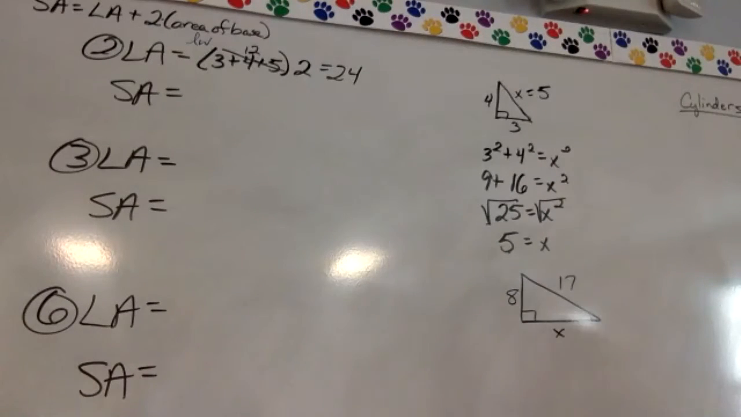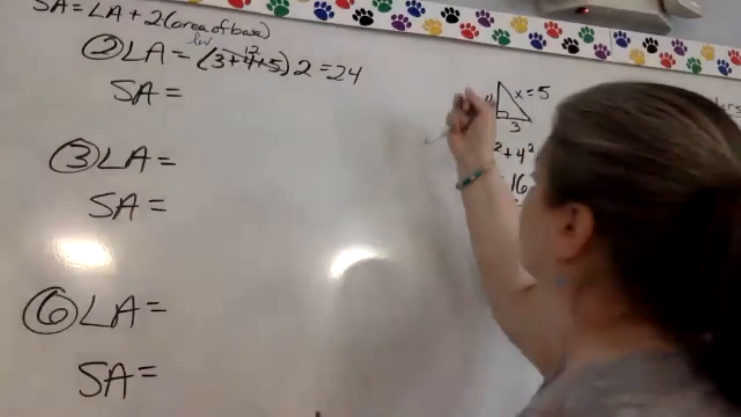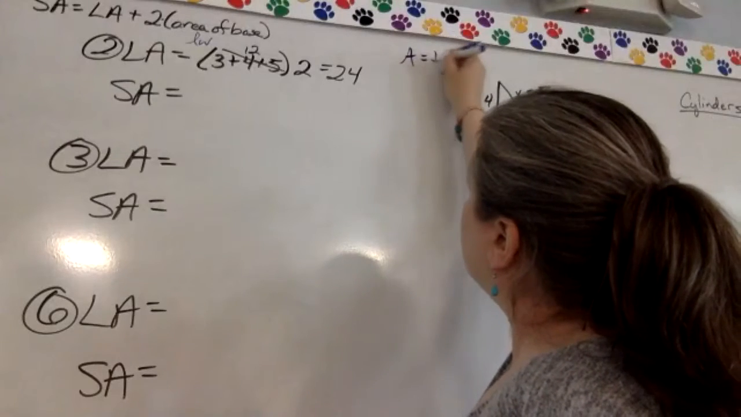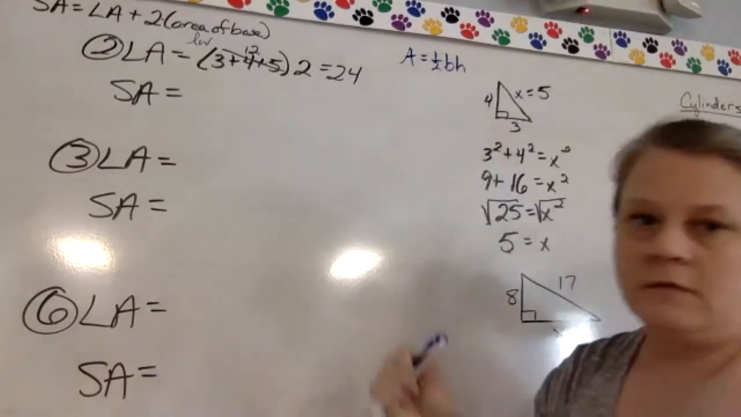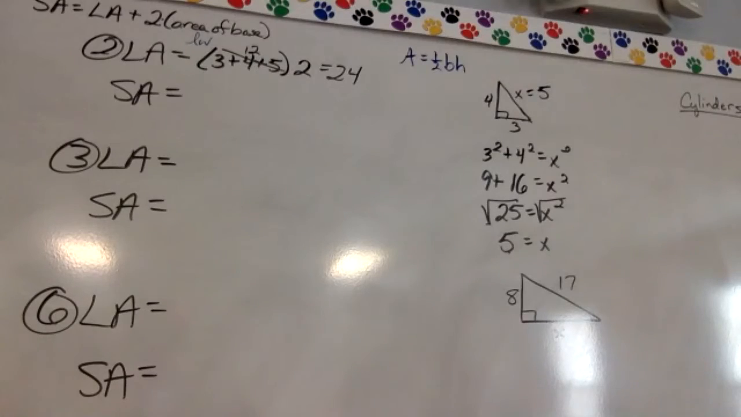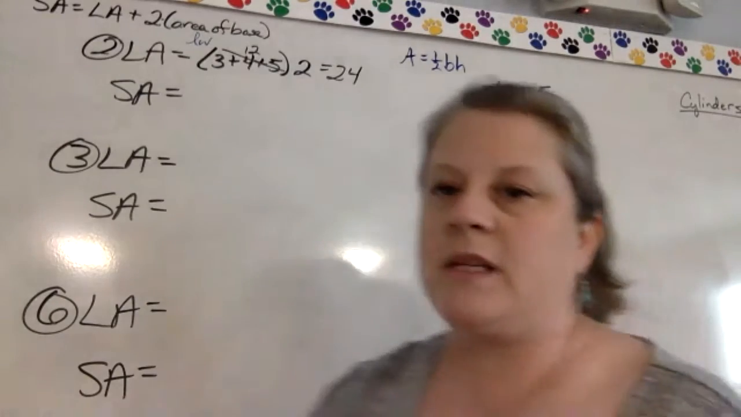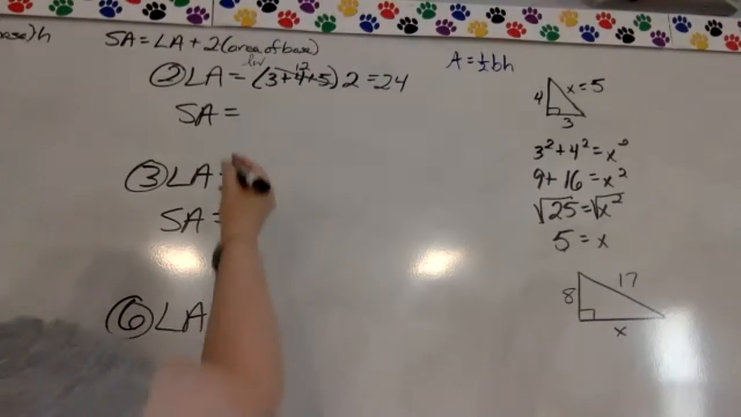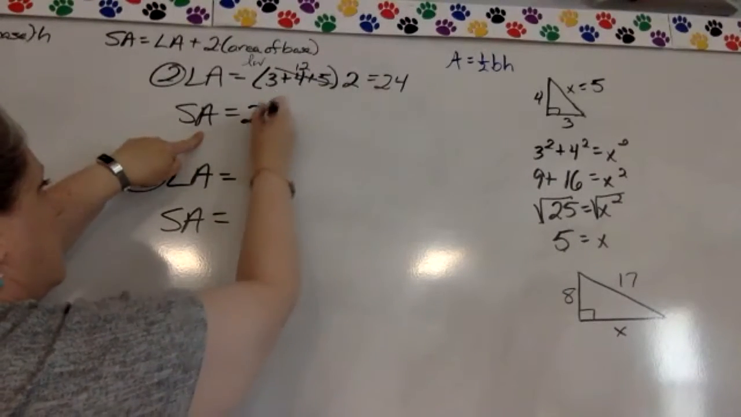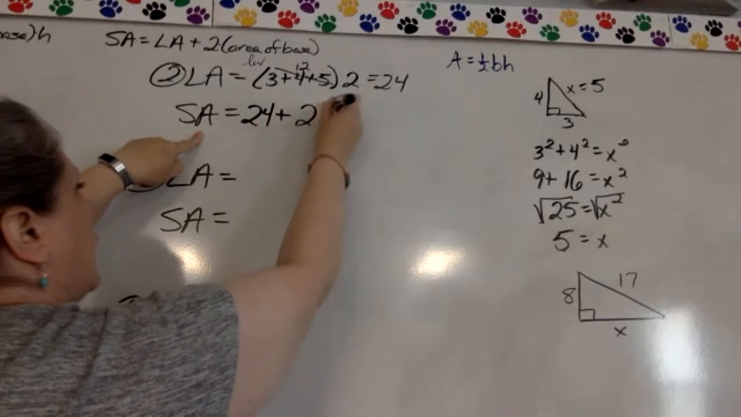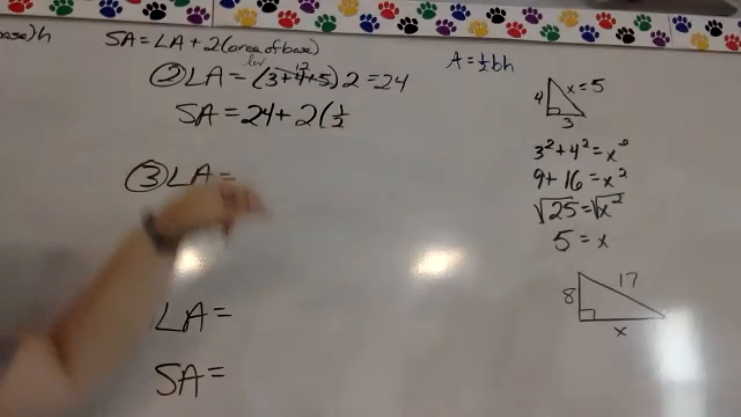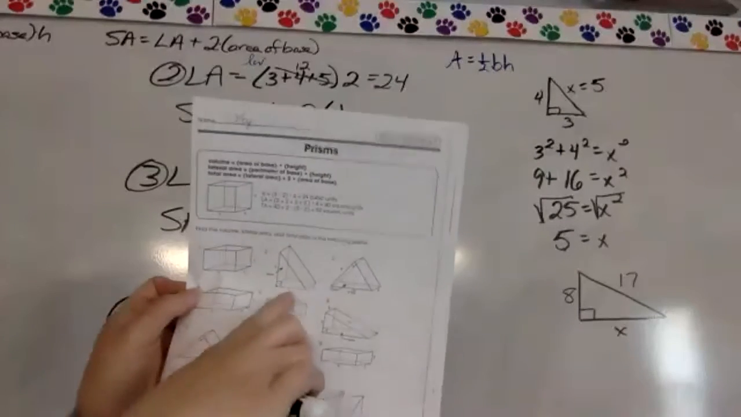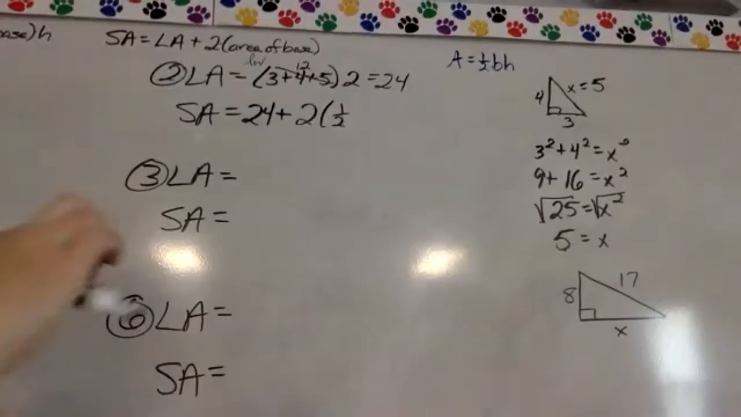So to find the area of a triangle, you have to know that formula. Area of a triangle is what? It's 1/2 times base times height. The base and the height are the 2 sides that are perpendicular to each other. So on this one, you take your lateral area, 24, plus 2 times 1/2 times the base of that triangle, which was the 3, and the height of the triangle, which was the 4.